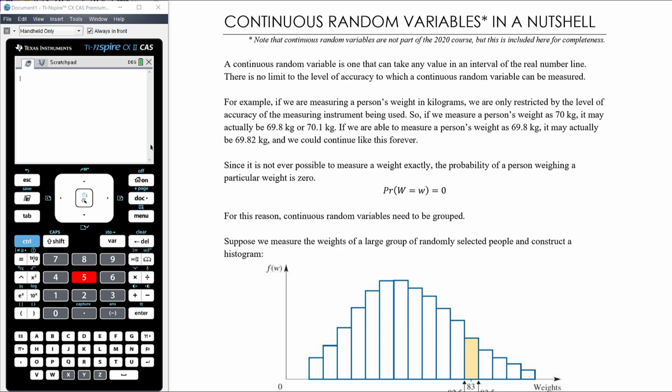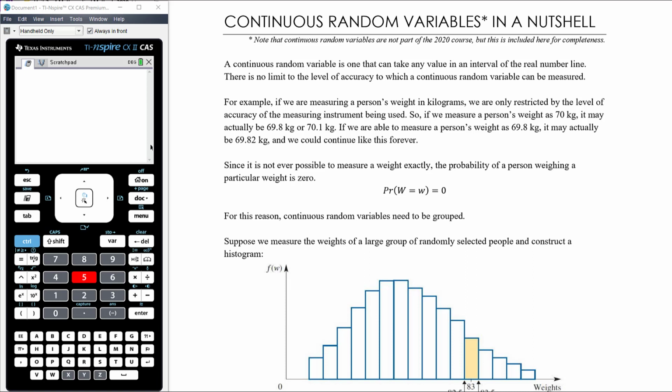As I said, when we have continuous random variables, it's usually something that's measurable, and the level of accuracy to which we can measure that thing is only really restricted by our measuring instrument. Let's say, for example, we're measuring a person's weight in kilograms. We're only restricted by the scales that we're using. If we measure a person's weight as, say, 70 kilograms, it could actually be 69.8 kilograms or 70.1 kilograms, but it's just that my set of scales only measure to the nearest kilogram. If I've got better scales and they measure to 1 decimal place, then I might be able to weigh them and say, okay, this person actually weighs 69.8 kilograms. But again, I'm still being limited by the fact that my scales only show me 1 decimal place.